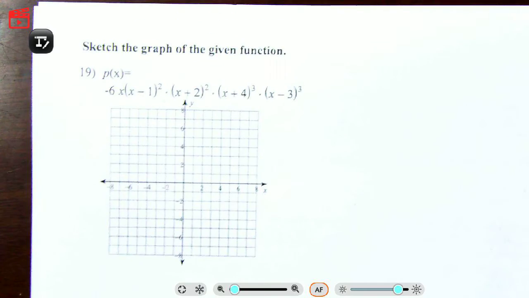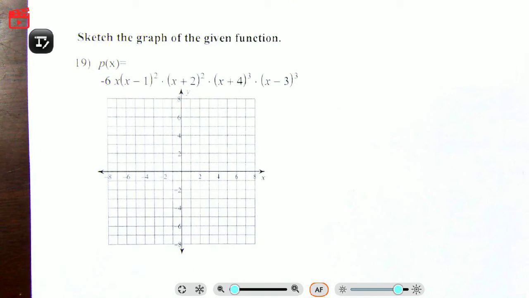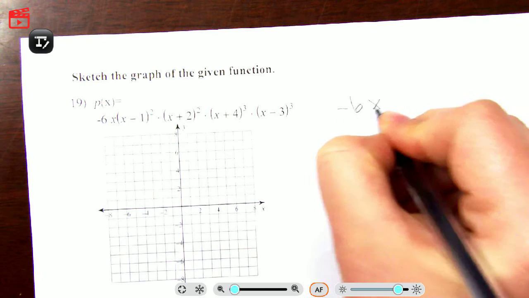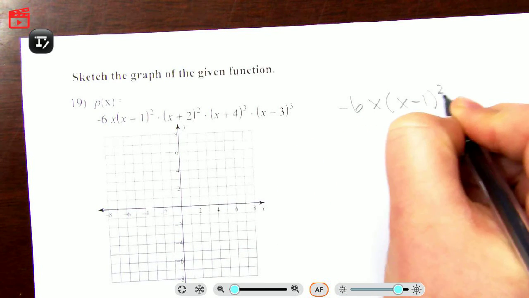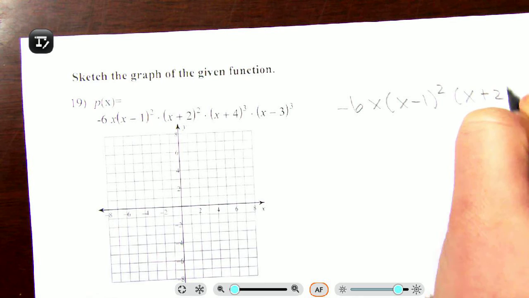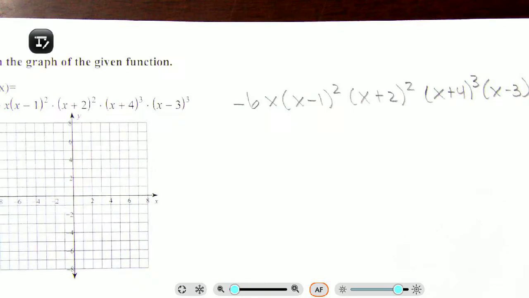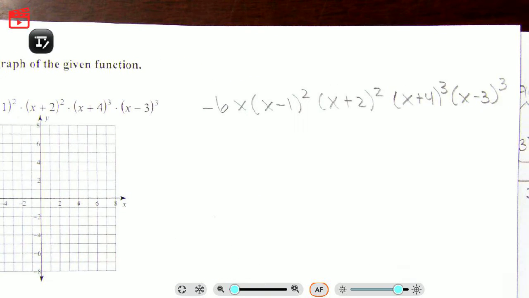Just a few more. All right, we're going to sketch the graph of the given function. We've done this, I don't even know how many times, but we've done this a lot. We're going to do it one more time before your test. Notice this is not an extra credit question. The extra credit comes below this, so you are expected to know this on your examination.